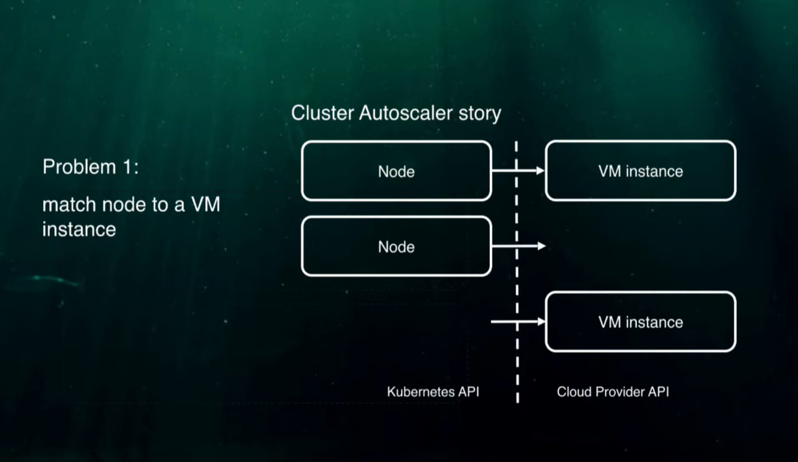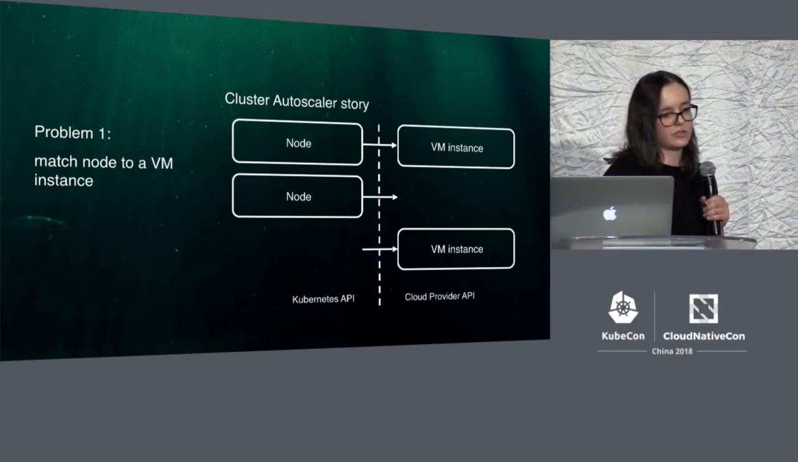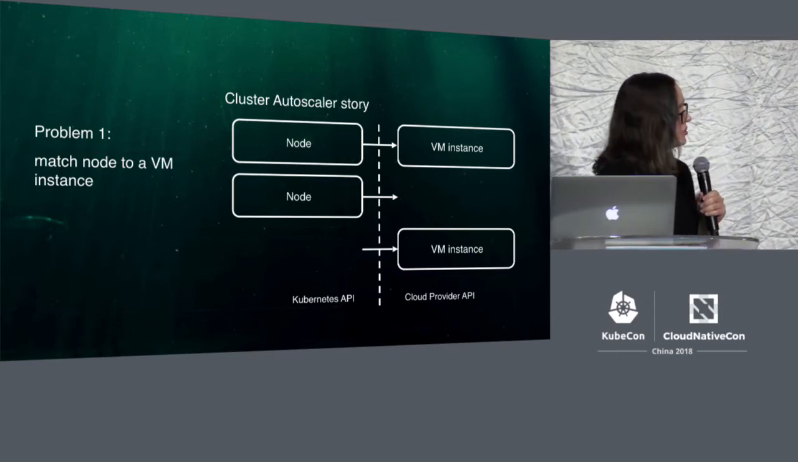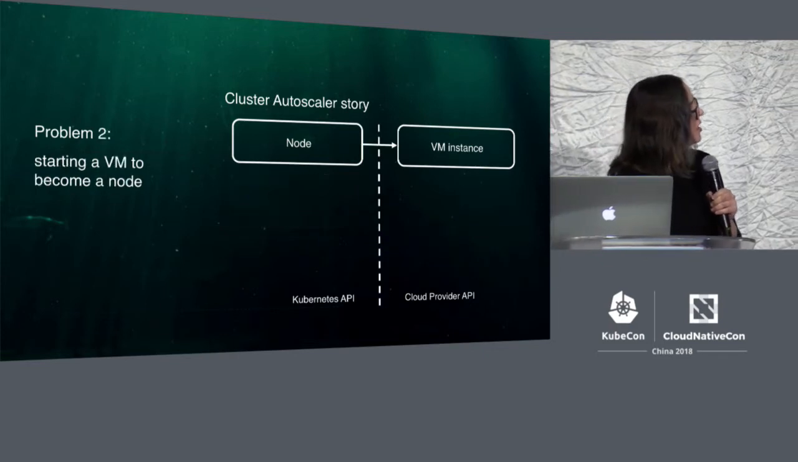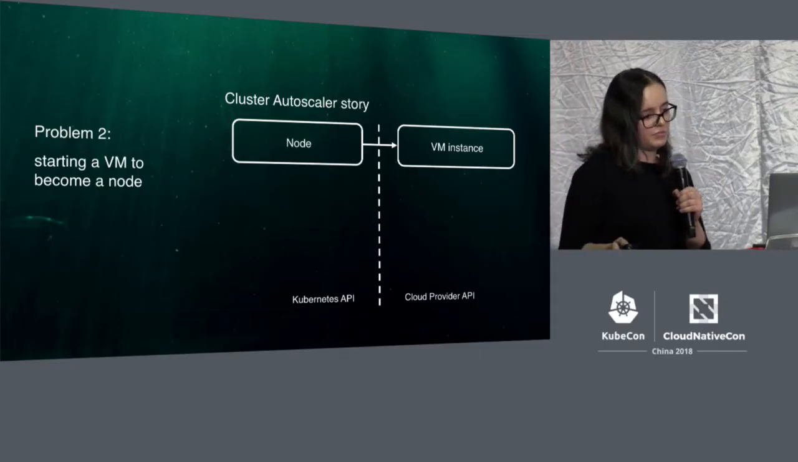So in addition to nodes having correct provider IDs, it's required for us to be able to list all instances that should belong to the cluster from Cloud Provider API. On to problem two. So how do we actually start a VM that will become a node?